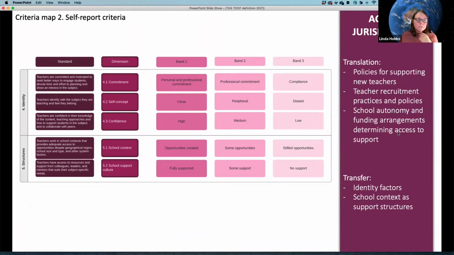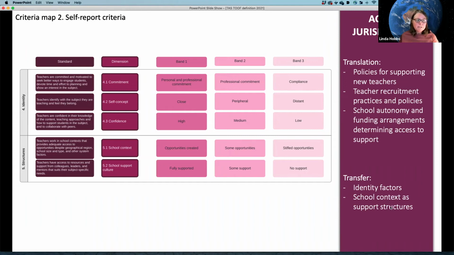And then the notion of school autonomy and funding arrangements, that's quite different across different jurisdictions, and that really does play into the capacity for schools to make decisions. And there's various examples from around the world that show positive and negative for that school autonomy.